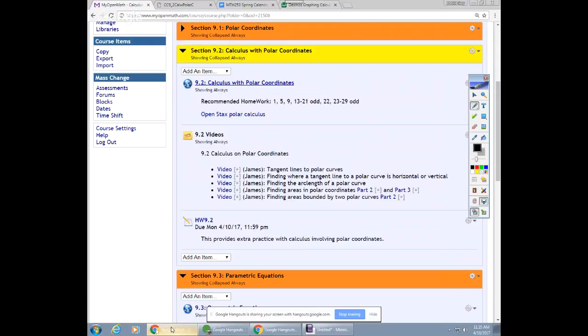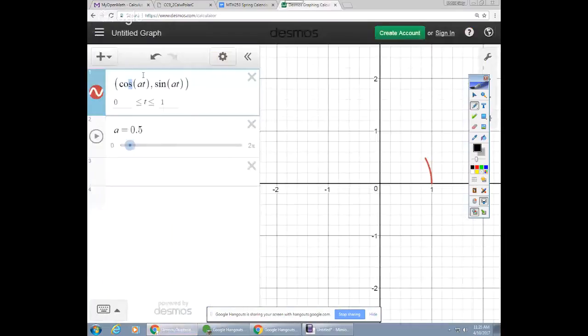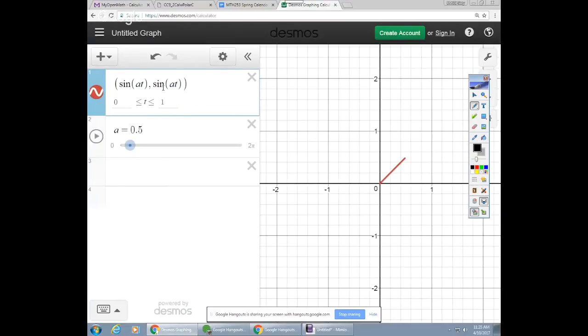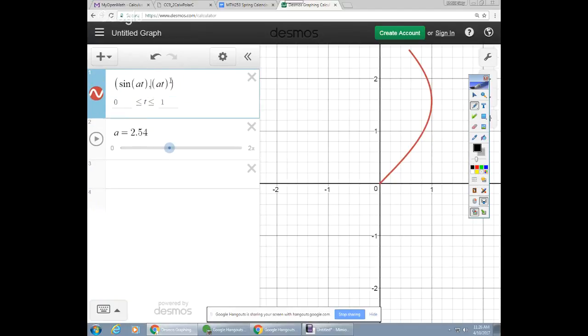GeoGebra, where'd you go? Over here. So I'm just going to switch these. I'm going to make that sin. Ooh, look at that. If I let them both be sine, I get a straight line. And it just grows and grows and shrinks. Interesting. Crazy. All right, pause that. Oh, I should put a point on there to track it too.